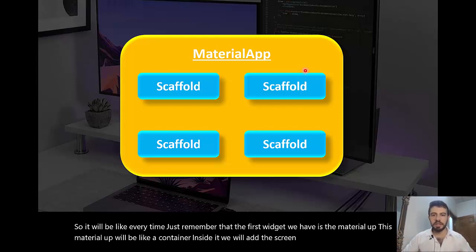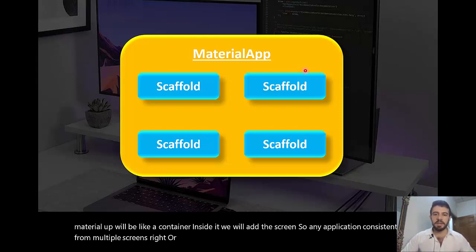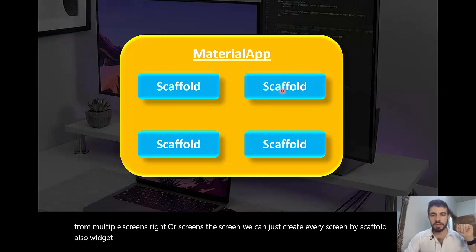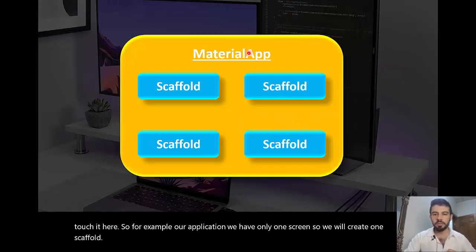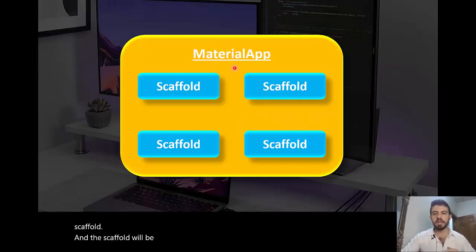Any application consists of multiple screens, right? We can create every screen with a widget called scaffold. We will explain what the scaffold is, but it's just a widget here. For example, our application has only one screen, so we will create one scaffold, and the scaffold will be inside the material app.